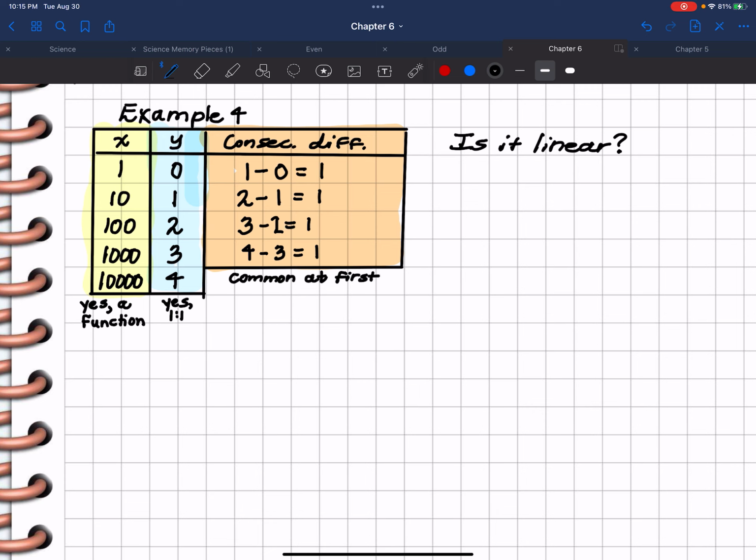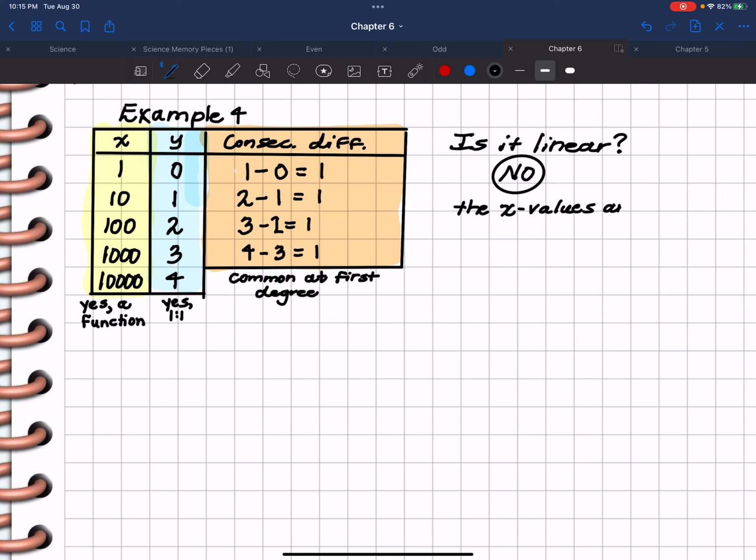Is it a linear function? No. And you say, whoa, why not? It's common at the first degree. So what's the problem with this one? Look at your x column. 1, 10, 100, 1,000, 10,000. The x values are the problem.